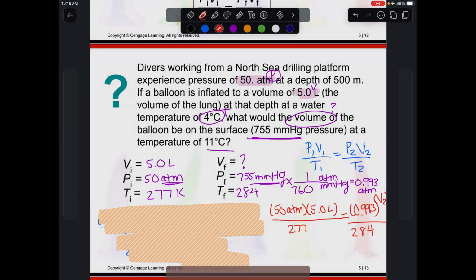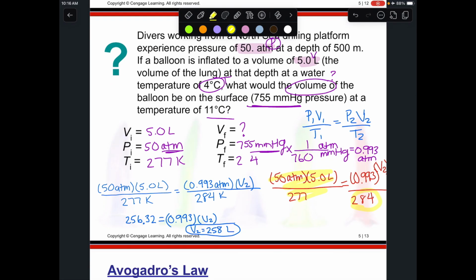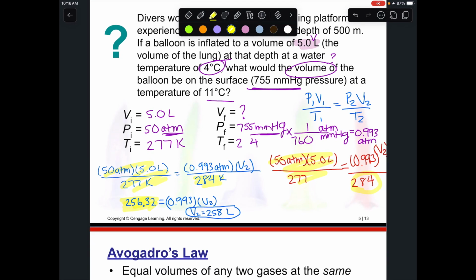Okay, so how I would solve this is I would go ahead and solve the left side. So I'd take 50, multiply by 5, and then get an answer and divide by 277. I then would multiply the number by 284 to get it out of the bottom. Okay, and then I can go ahead and solve for that variable, and I have that demonstrated right here. So I multiplied and divided here, got this answer, and then I multiplied by that 284, and this is the answer for multiplying by the 284, and then I divided both sides by 0.993 and ended up with 258 liters.